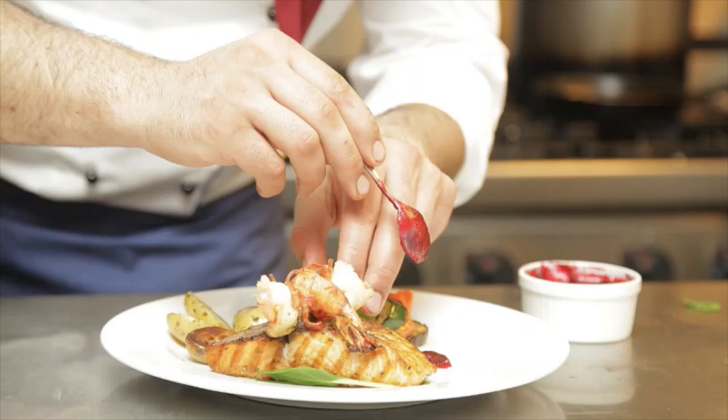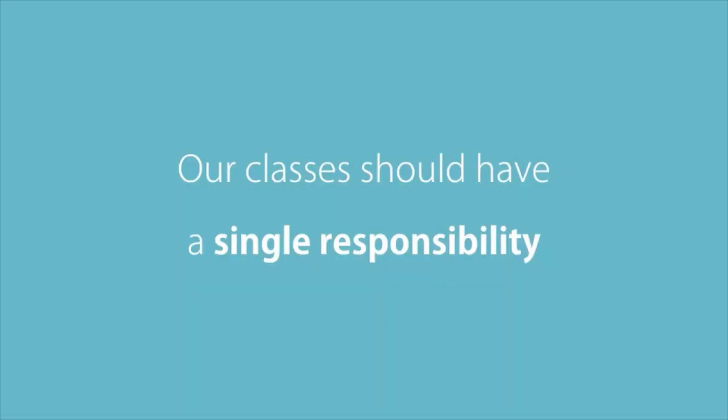In object-oriented programming, we have the exact same concept. So our classes should be responsible for only one thing. A class that does too many things violates the separation of concerns principle, and such a class is hard to maintain and hard to test.